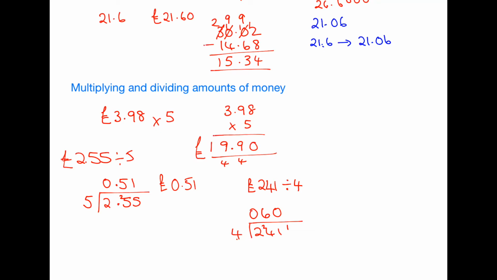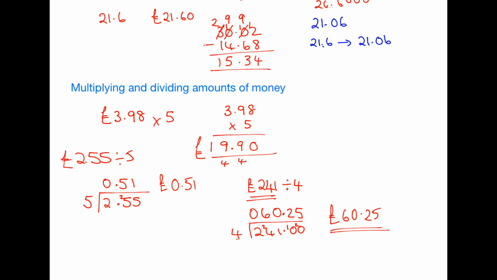So remember, what we need to do is remember that 241 could be written as 241.00. Okay, so you keep your points in line. Now 4 into 10 goes twice, remainder 2. And 4 into 20 goes 5 times. So the answer to that one is £60.25. So although we started off with something that didn't have any decimal places, the answer has 2 decimal places.